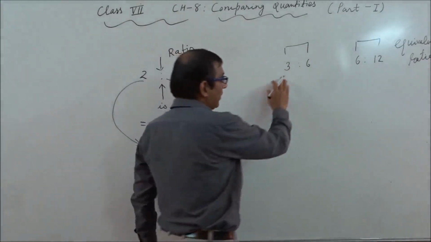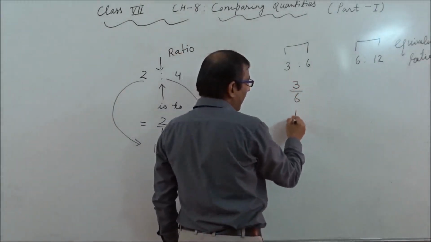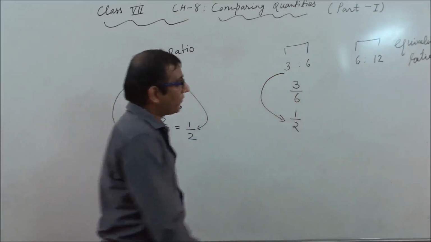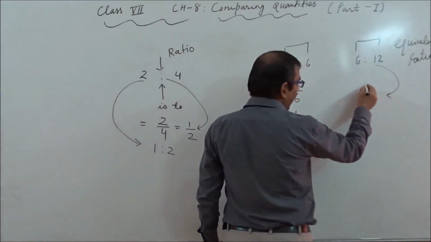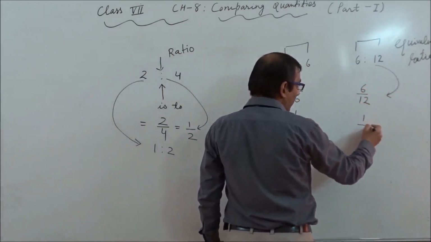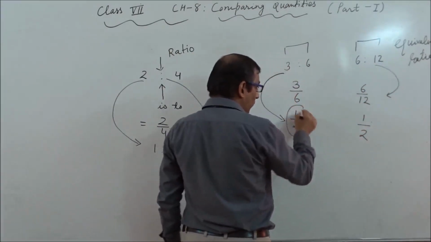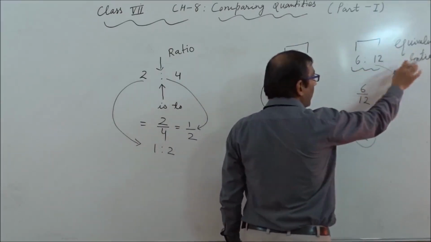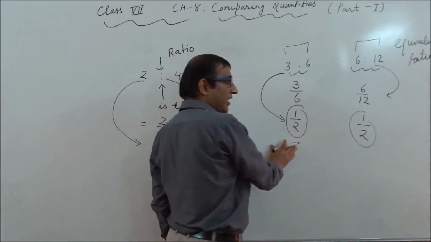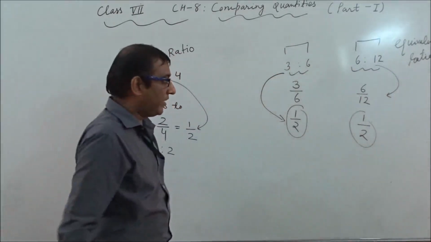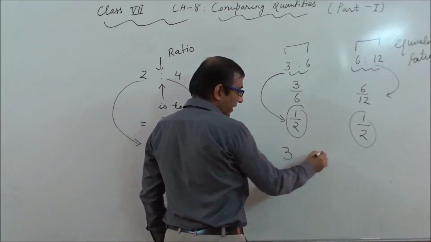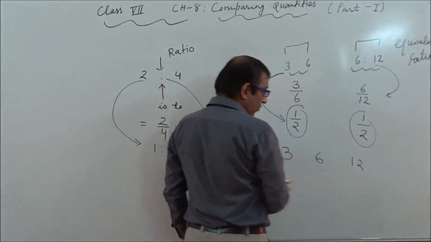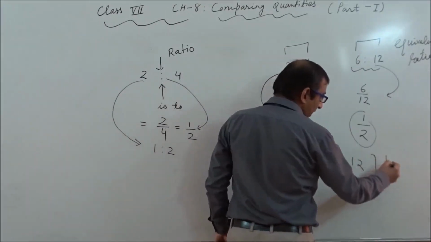If I solve 3:6, it can be written as 3/6 and we get 1/2. So we convert this ratio into a fraction. The same concept applied here gives 6/12, and when we solve it, we get 1/2. It means these two fractions are equal, so these ratios are known as equivalent ratios. If we get the same fraction, we can say the ratios are equivalent. And here we are using three quantities, 3, 6 and 12, for these two ratios.